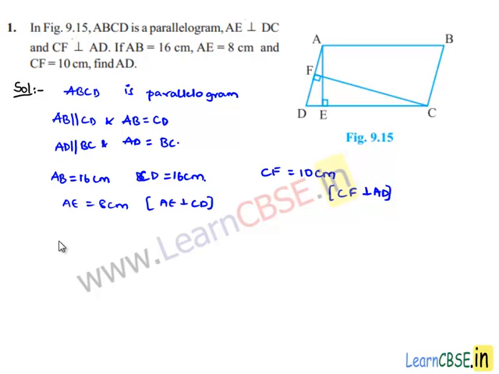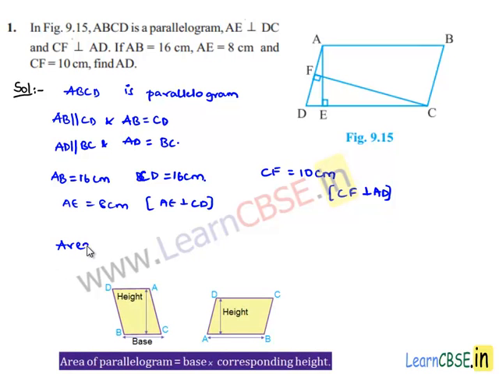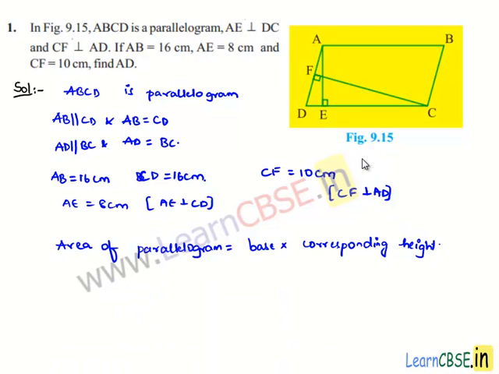Now we know the area of a parallelogram formula as the product of base into corresponding height. Here two perpendicular distances are given, that is CF perpendicular to AD and AE perpendicular to CD. Therefore, we can consider the base of the parallelogram while finding the area as DC and also AD.